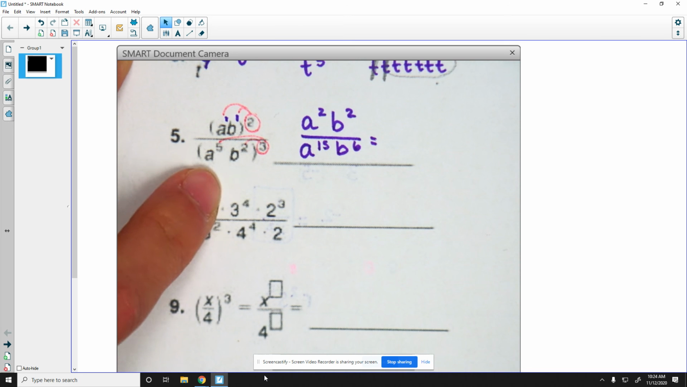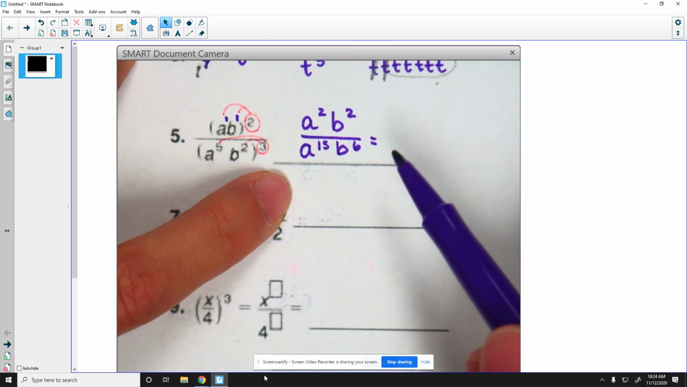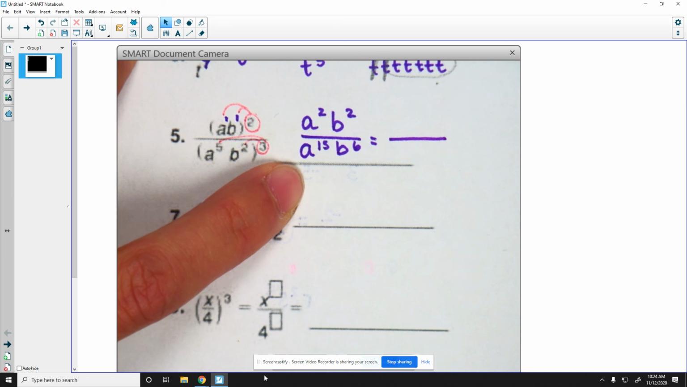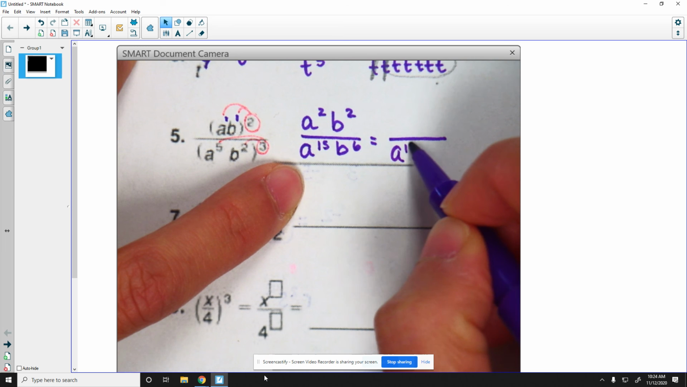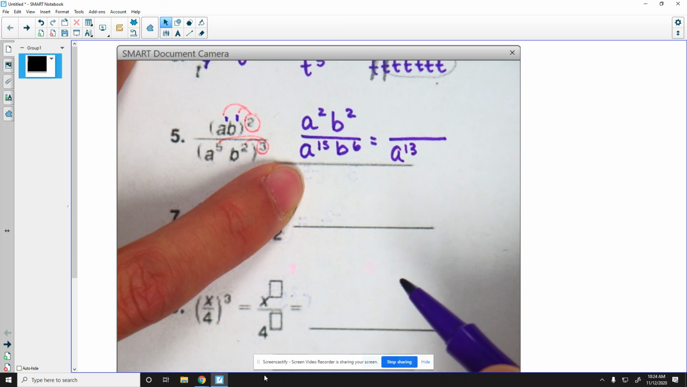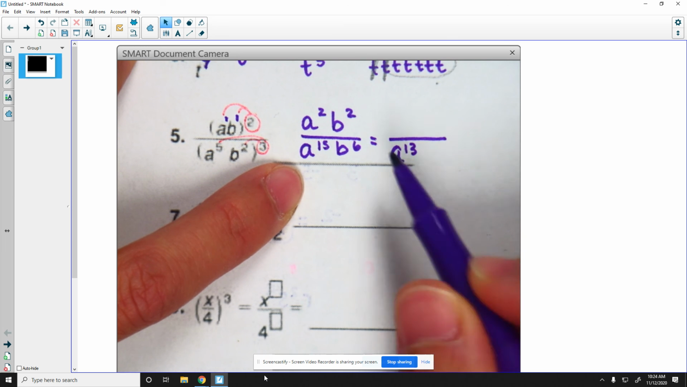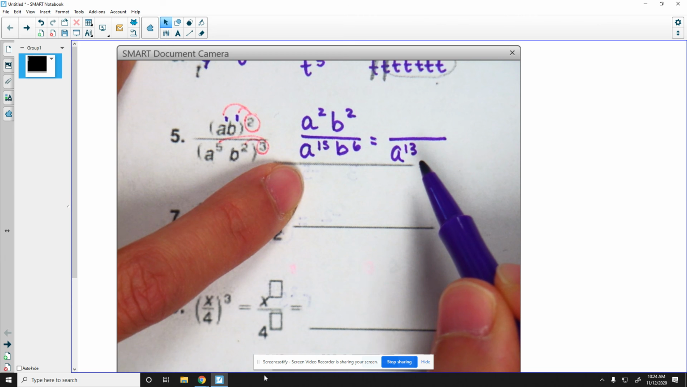Okay, so you can think of it 2 different ways. You can just imagine 2 a's on top, 15 b's on the bottom. How many do you have left over? 13. Would it be on the top or the bottom? The bottom, right? Because you had more on the bottom to begin with. Or think 2 minus 15 is negative 13. Negative 13, boom, it gets flipped to the bottom.